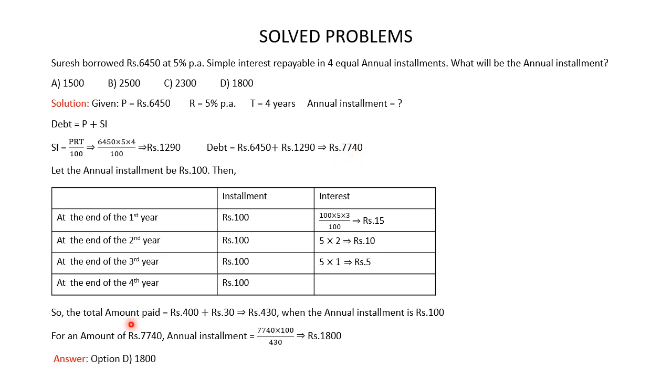Now, if amount is rupees 430, then annual installment is rupees 100. So if amount is 7,740, then annual installment would be 7,740 multiplied by 100 divided by 430. On simplifying this, we get the annual installment as rupees 1,800. The correct answer is option D, 1,800.